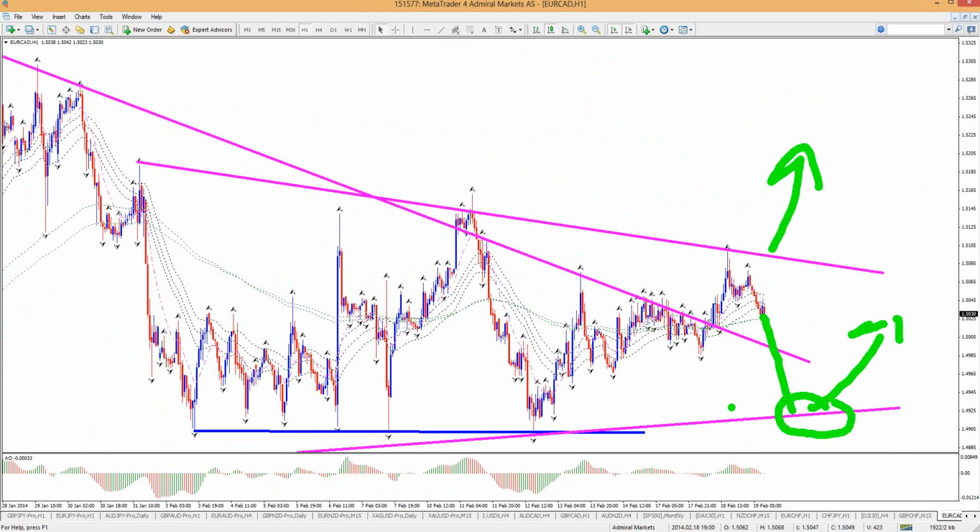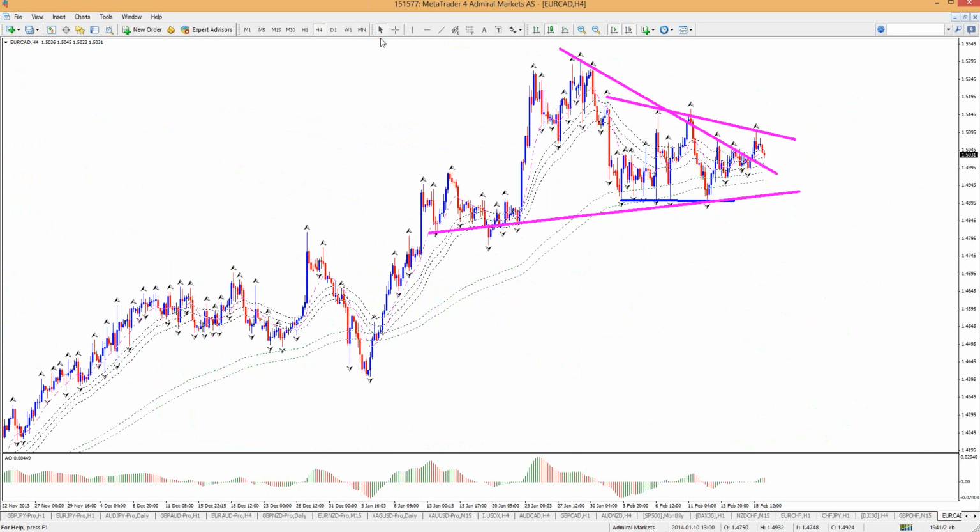If the triangle gets broken to the downside, then we have a breakout potential to the downside. It would be a reversal trade though, because if you look at the 4 hour chart, we're in an uptrend, and the daily chart too. So any break below this triangle is still a reversal trade.